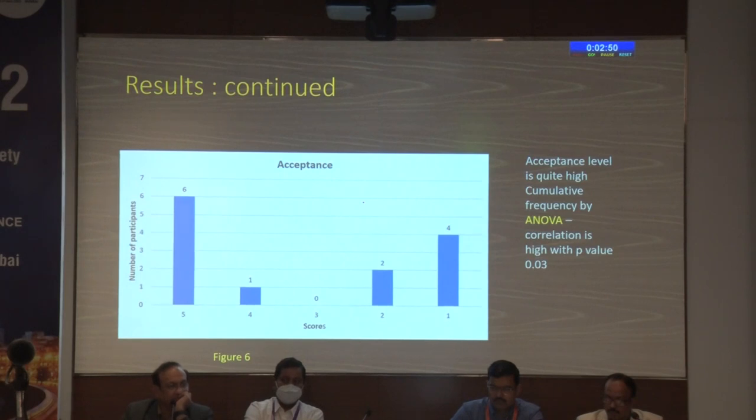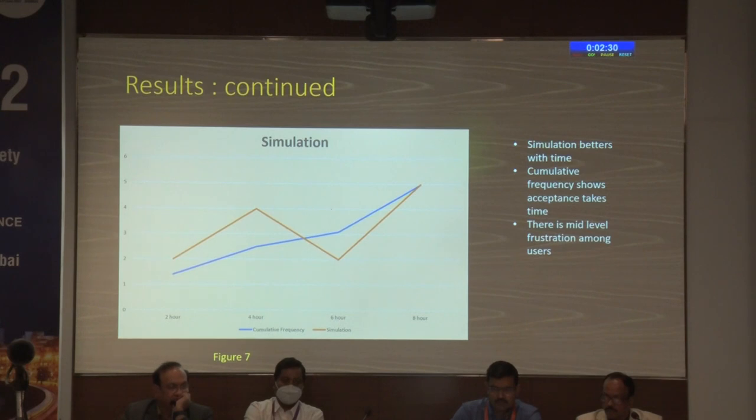So the results: we are comparing the conventional 2D images of books or PDFs, whatever we find, with the 3D models we are sharing on different platforms with the 9 PGTs and 4 seniors. The acceptance level is definitely quite high because it is shareable. In the simulation part, the primary acceptance level is quite low, but as the cumulative frequency goes up, the acceptance is more. The simulation is getting more accepted with time.